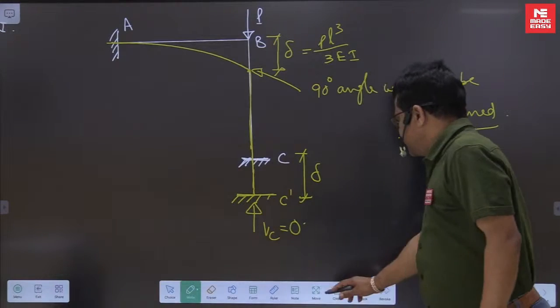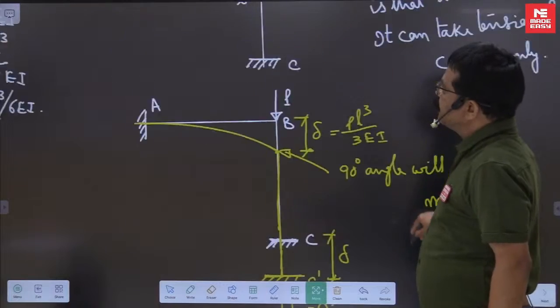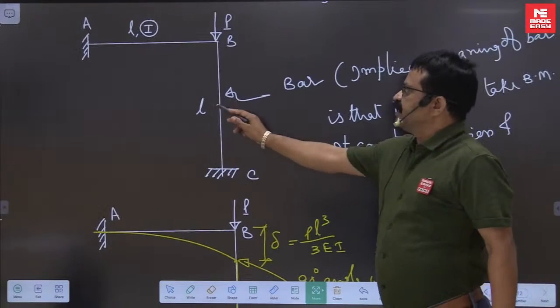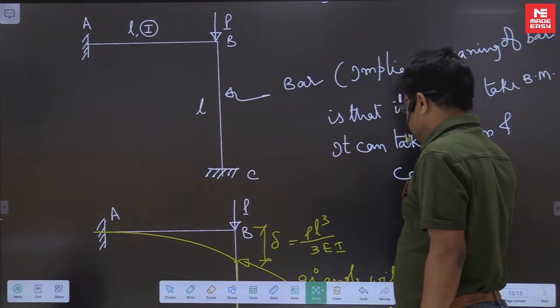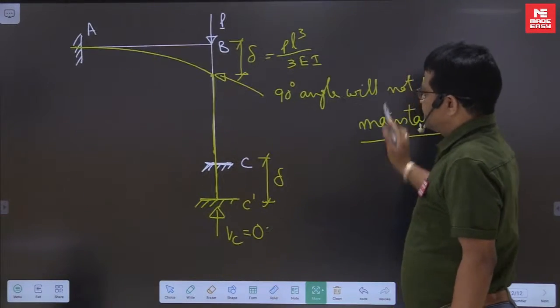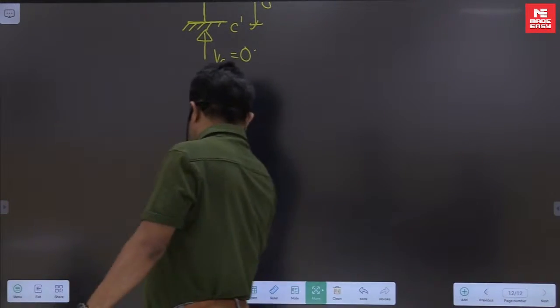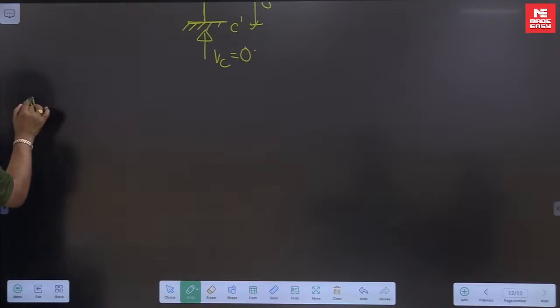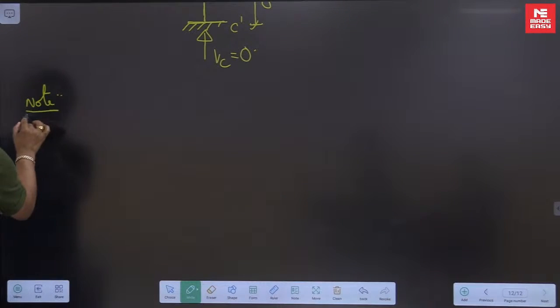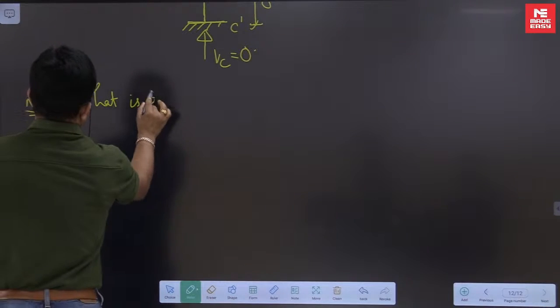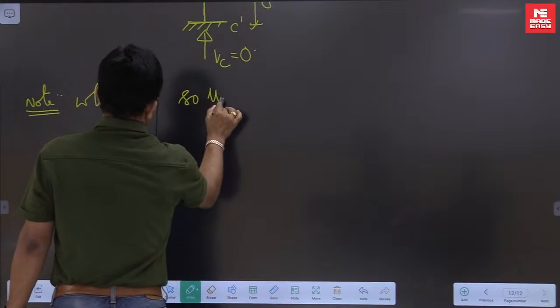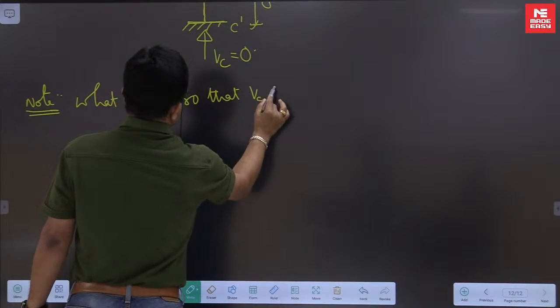Supposing that if they give you, instead of bar, L, EI is infinity, then we know how to make the deflection profile. What is delta, so that VC is equal to 0.